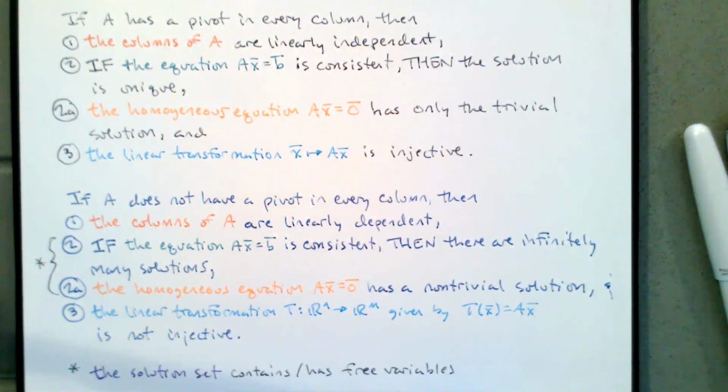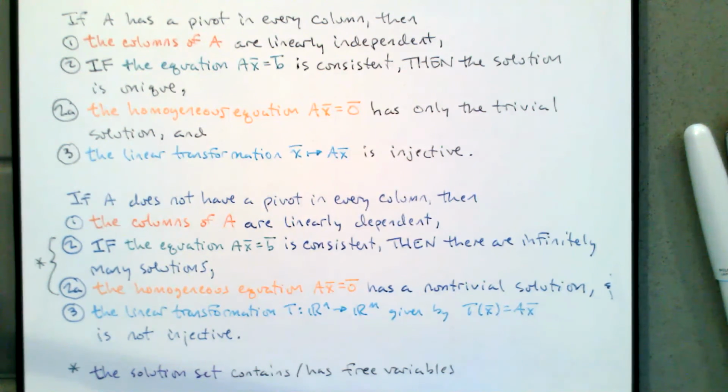If A, the matrix, has a pivot in each column, then the homogeneous equation AX equals 0 has only the trivial solution. This is why we can't just cite the trivial solution or free variables in absence of all the other stuff that goes with it.